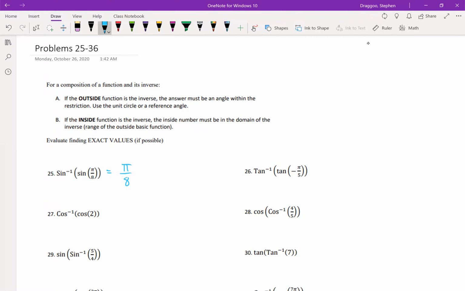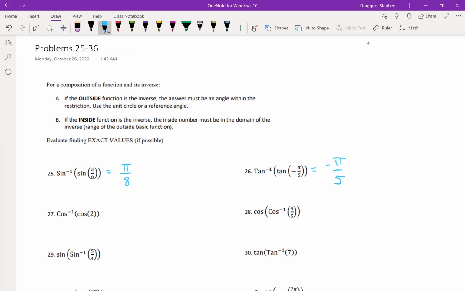I can do the same thing with 26, the tangent inverse of the tangent of negative pi over 5. Again, that angle fits within the range of tangent inverse. It's inside that restriction we've set for ourselves. So our solution is just negative pi over 5. Again, I don't need to know the value of tangent of negative pi over 5. I just need to use tangent and tangent inverse to undo one another.